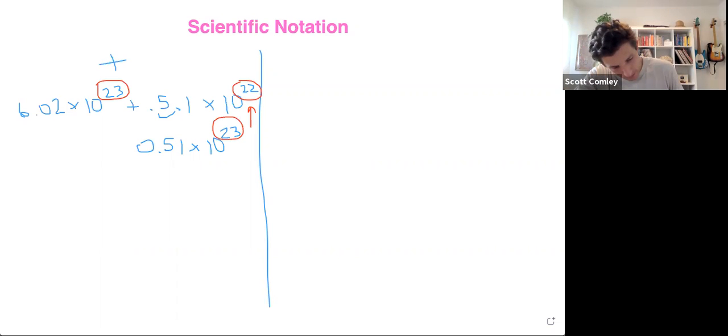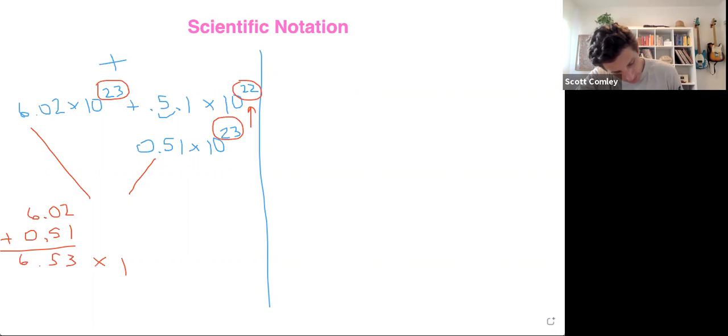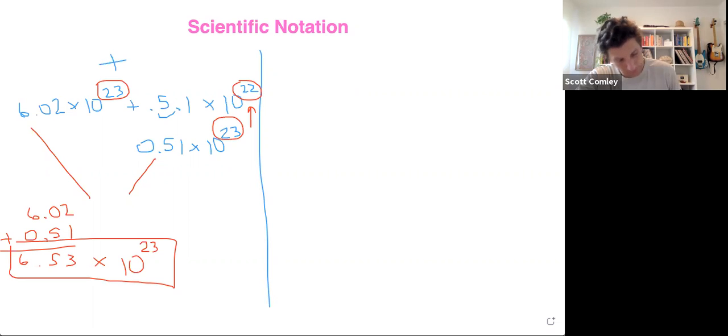Then we're going to add the coefficient part. So 6.02 plus 0.51. 2 and 1 makes 3, 5 and 0 makes 5, and 6 and 0 makes 6. So 6.53. And then we just bring down the exponent that we had. So I'll box our answer. Addition and subtraction needs to have the same exponent. So that was an addition problem. We had to change the exponent. Let's do a subtraction one now.